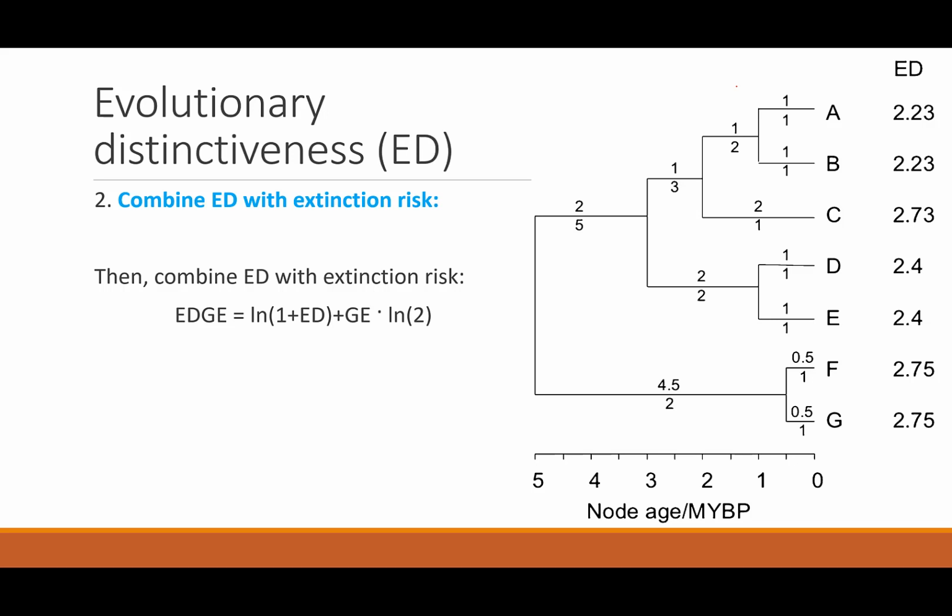So the EDGE score, the final EDGE score, is equal to the natural log of 1 plus the ED score, the evolutionary distinctiveness score, and then you add that to the GE score, which I'll define in a moment, and multiply that by the natural log of 2. The GE score is the red list category, so least concern would be 1, not threatened would be 1, vulnerable would be a 2, endangered would be a 3, and critically endangered would be a 4.